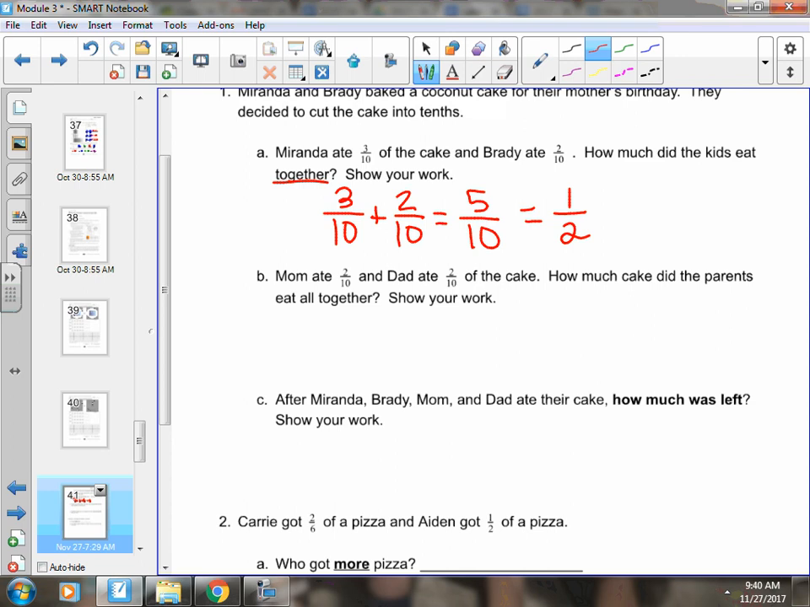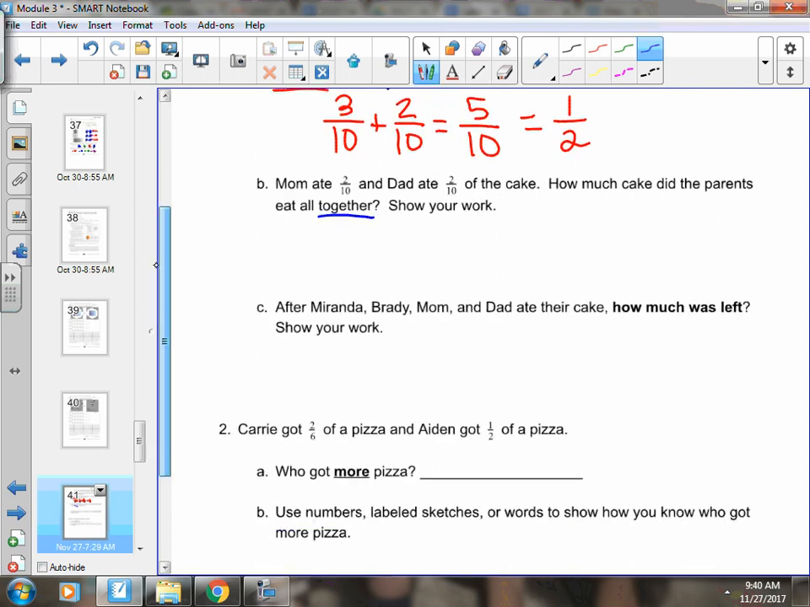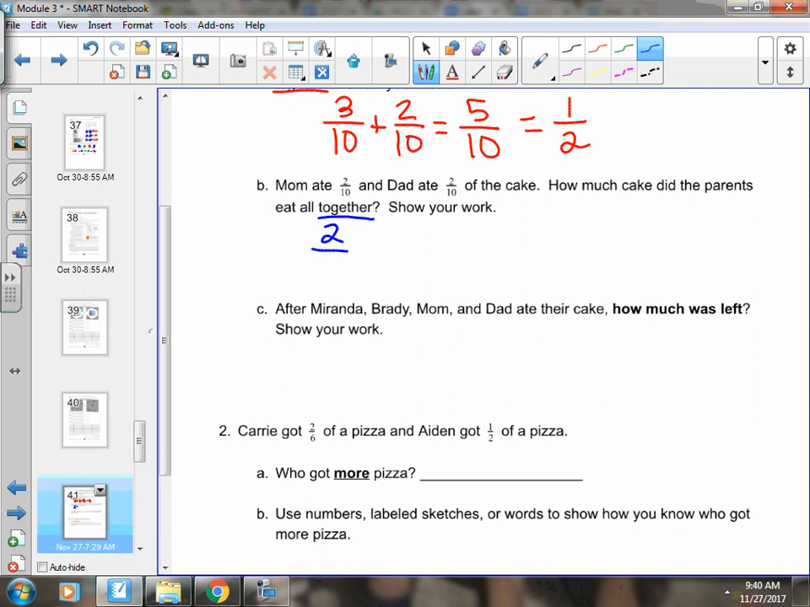Okay? Letter B, Mom ate 2/10 and Dad ate 2/10. How much cake did the parents eat together? So again, we're doing an addition problem. 2/10 for the mom, 2/10 for the dad. Add it together and we get 4/10. You could simplify 4/10 if you cut the top in half and the bottom in half. You could simplify it to 2/5. Okay?